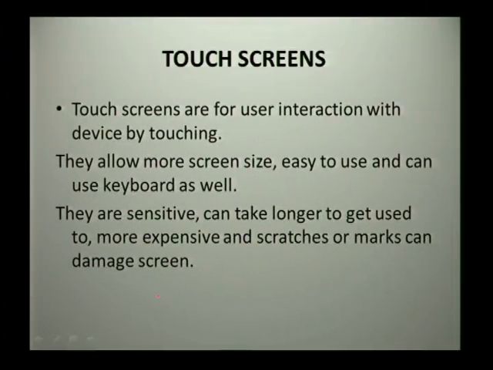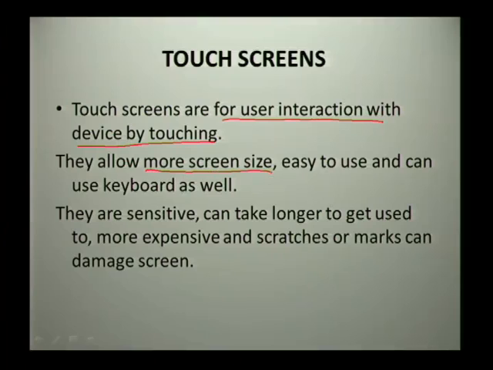Then we move on to touch screens. Now, touch screens are for user interaction with a device by touching. So this allows you as a user to interact with this device by actually physically touching it. They allow more screen size. Now, why are we saying they allow more screen size? If you have a touch screen, it means that the whole screen is actually viewable, and you are able to see everything on the screen. But if they had to have a keyboard on that device, the screen would actually be smaller.